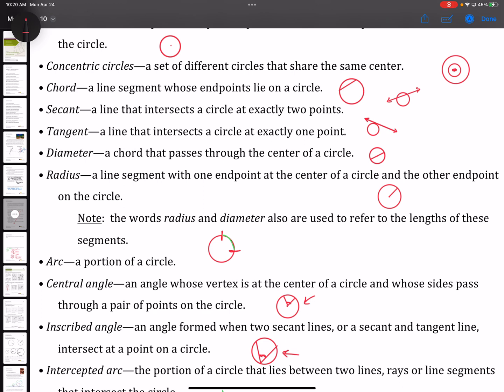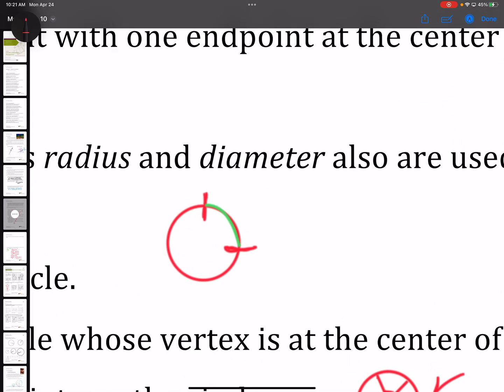You want me to read the note? Yes. The words radius and diameter also are used to refer to the lengths of these segments. Very good. So if I ask for the radius, you could name that segment, but you also should name the distance if you know it, or the length. Half the diameter. Arc. A portion of a circle. Yep, so that would be like that green bit along there.